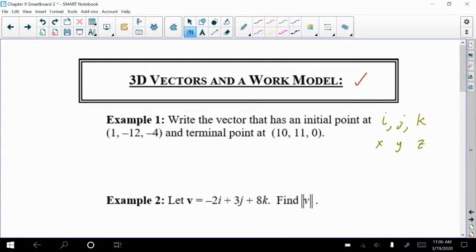And again, just starting to get used to the language: i, j, and k would indicate you're dealing with a vector. x, y, z, you'd be dealing with a point. So, for example, 10, 11, 0, I could call that a point with an x, a y, and a z. But if I wanted to describe a vector that connected this point to that point, I would need an i and a j and a k. And really, you're just looking at how do you get from point A to point B.